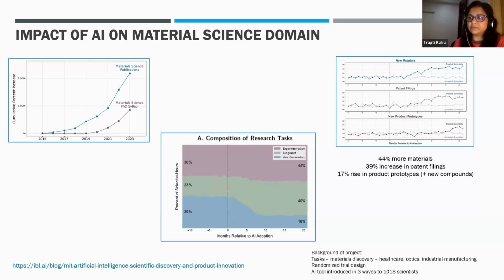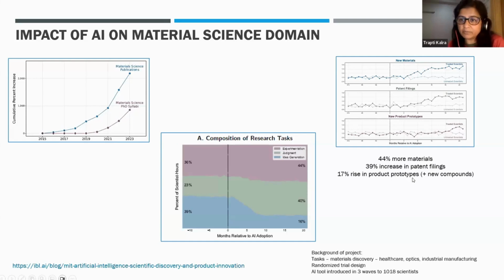The idea was to have one group which had access to this ML tool and was provided training on it, and another scientist group which did not have access to the tool and continued to do their work. What they found was that the group with the AI tool at their disposal was able to identify 44% more materials, and these were stable, valid materials. They were able to increase patent filings by almost 39%, and in product prototypes there was a 17% rise.